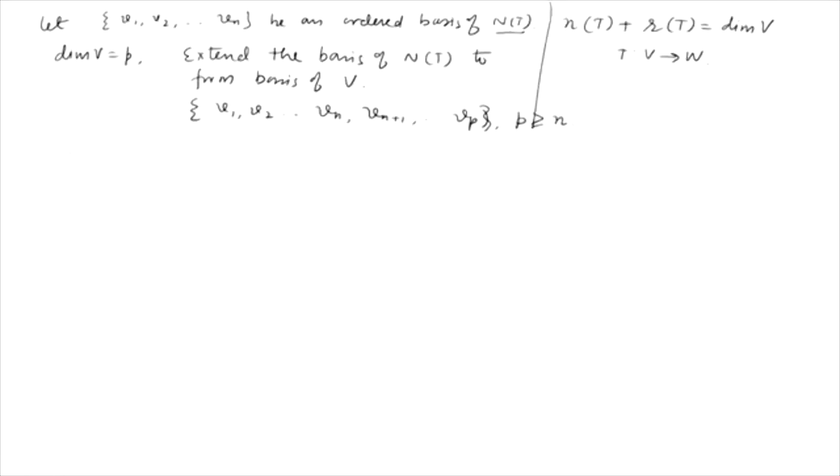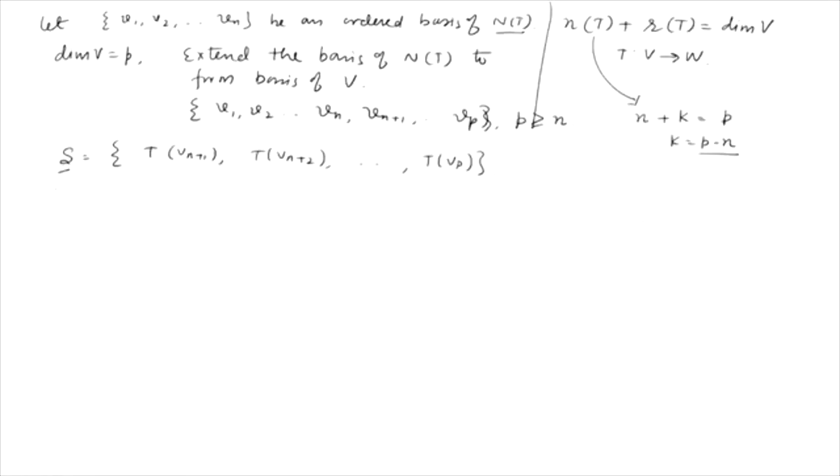Now let us consider a set S, which is nothing but T of V(n+1), T of V(n+2), and so on up to T of Vp. If we show that this is a basis of the range of T, then, because the nullity of T is n, and the dimension of V is p, the rank k will be p minus n. If we have shown that this set S is a basis of R(T) whose dimension is p minus n, then we have shown the result. So we just have to show that S is a basis of R(T).